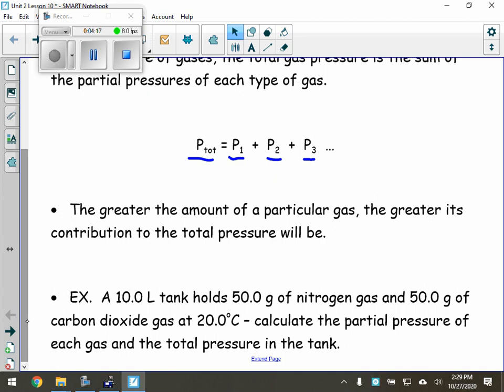The greater the amount, the more of a certain gas that you have, the greater it's going to contribute to the overall pressure. In this room right now, I'm going to ballpark this because I actually forget the numbers, about 78% of this room is nitrogen gas. That's what the atmosphere is made up of. 78%. So guess what? In this room, if the total pressure was, let's say, 100 kilopascals, just for convenience's sake, 78 kilopascals would be nitrogen gas.